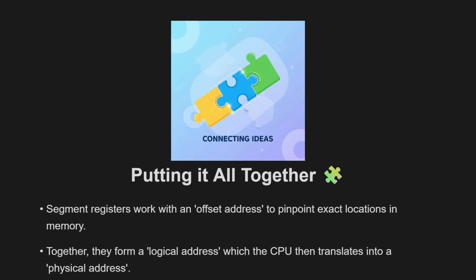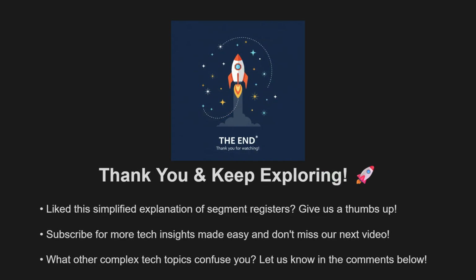So, how do all these pieces work together? Segment registers don't give you the exact memory spot by themselves. Instead, they work with something called an offset address. Together, the segment register and the offset create a logical address, which the CPU then translates into a physical address that points to the actual location in your computer's RAM. This system simplifies how programmers deal with memory.